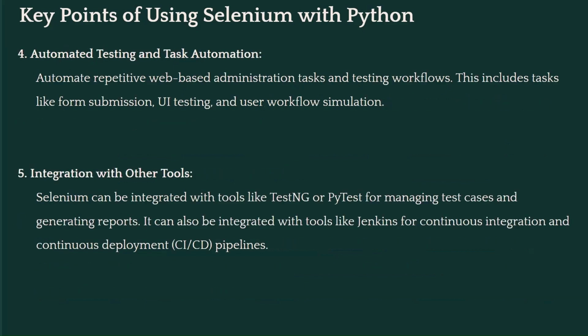Now the fourth point here is automated testing and task automation. When you do automation testing, you have certain tasks like form submissions, UI testing, and user flow simulations. All these are different tasks that you will come across and that are performed through Selenium.